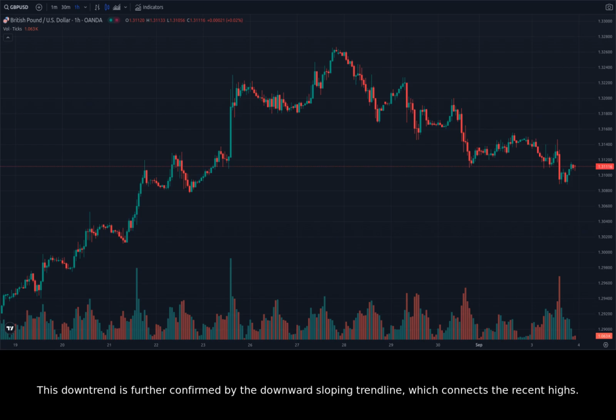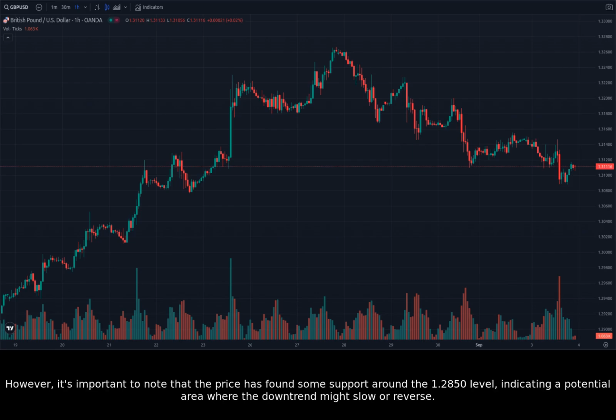This downtrend is further confirmed by the downward sloping trend line, which connects the recent highs. Notice the lack of significant bullish candles, which suggests that the bears have been in control. However, it's important to note that the price has found some support around the 1.2850 level, indicating a potential area where the downtrend might slow or reverse.